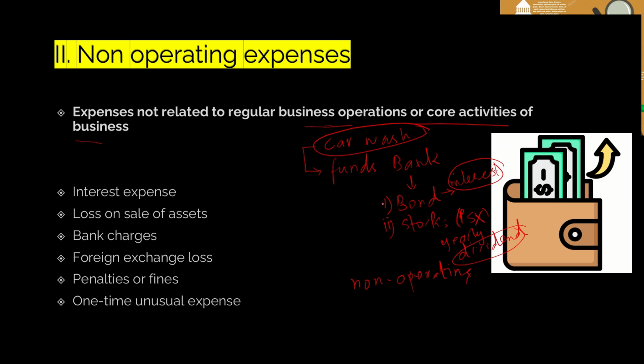Can you see here that the bonds and the stocks are coming from the bank, and the bank is not the company's business. The company's business is providing car wash services. So that's why we say that non-operating expenses are all those expenses that are coming from outside the business, or other sources than the business itself. The examples are interest expense, loss on the sale of assets, bank charges, foreign exchange loss, penalties or fines, and one-time unusual expenses. These are all examples of non-operating expenses.